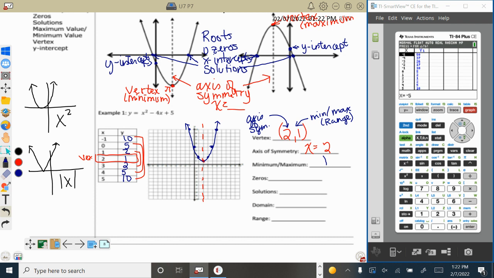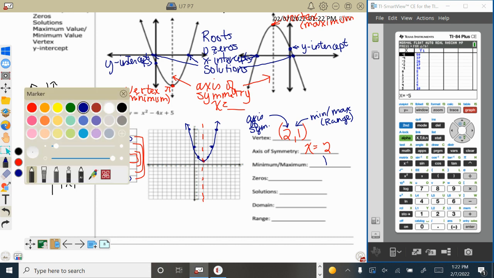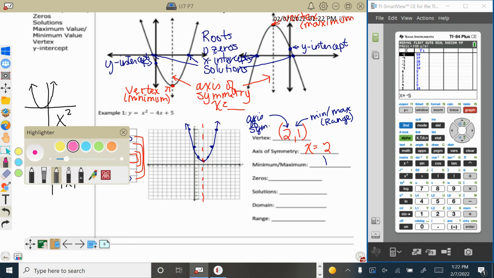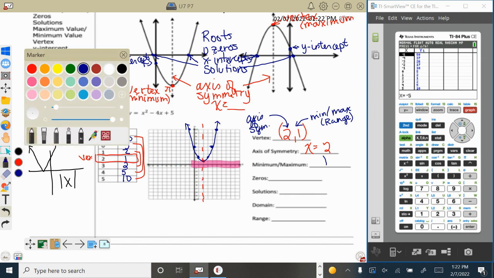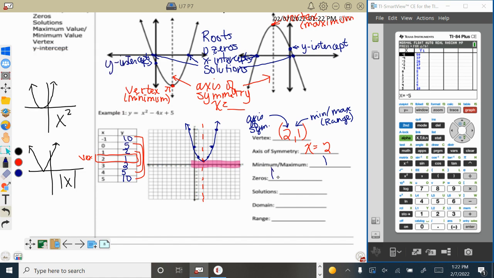Our zeros. Where does it cross the x-axis? If you notice, when we look at our x-axis here, our parabola never crosses the x-axis. So since it never crosses the x-axis, we have no zeros. It doesn't even touch the x-axis. The lowest it goes is 1, and then it turns back around. If we have no zeros, we have no solutions. And it's perfectly fine. A parabola does not have any solutions or x-intercepts.